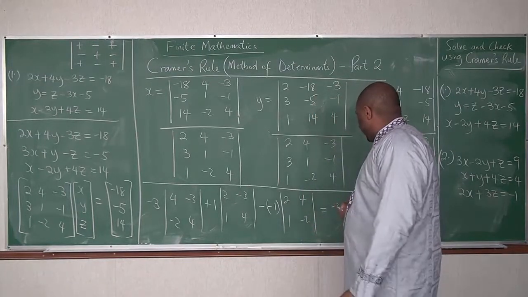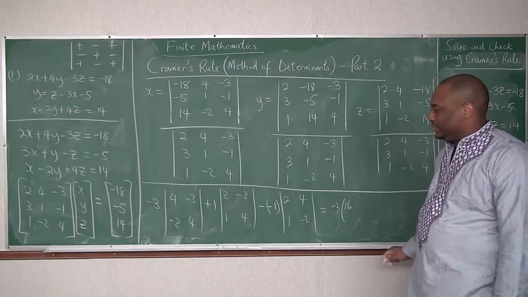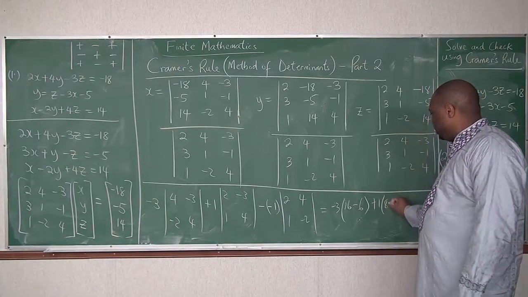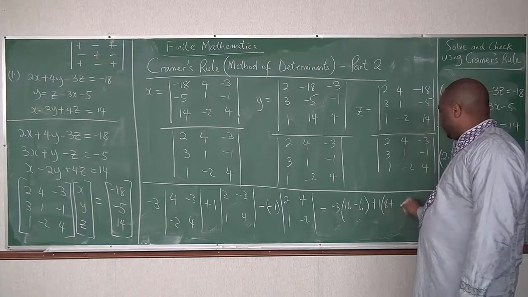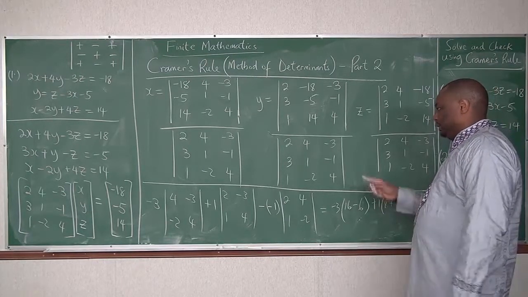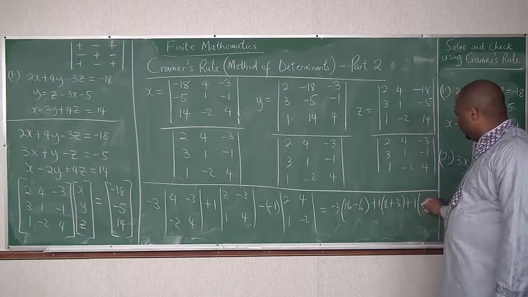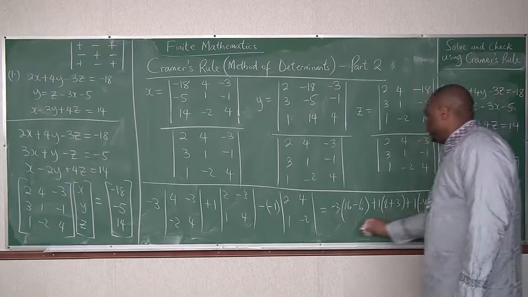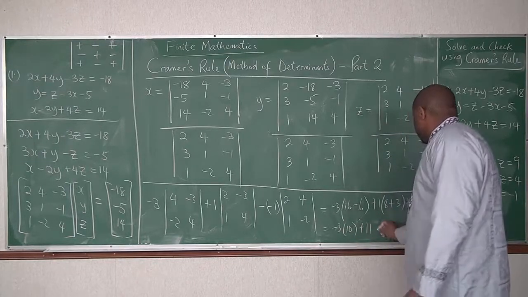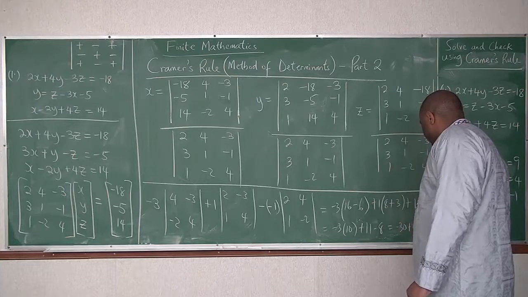So this will be what now? Minus 3, right? 4 times 4 is what? 16 minus 6. Then plus 1, 2 times 4 is 8, 8 plus 3. So this is 16 minus 6, yeah. Then plus 1, 8 plus 3. Then minus 1 is plus 1. This is minus 4. So this will be what? Minus 3 times 10. 16 minus 6 is 10. Plus 11. Then minus 8. So that is minus 30 plus 11 minus 8.